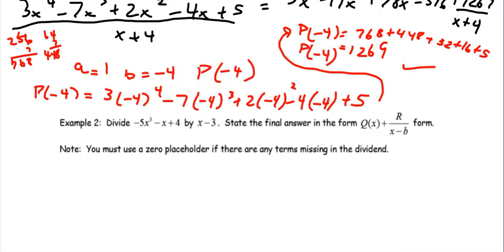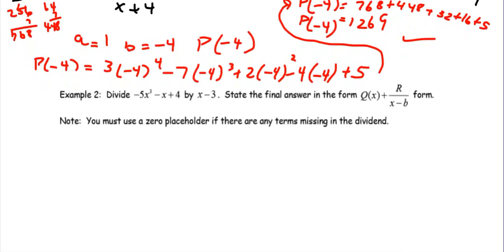So the second one here is very similar. You're just going to put a placeholder in. As you can see, we're missing the squared term. So go ahead, put the 0 in as your coefficient of the squared term, and do synthetic division, just like you did in the previous example. Just pause the video and come back in when you're done.